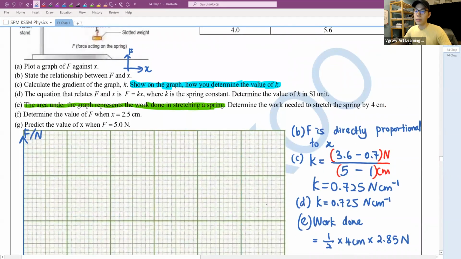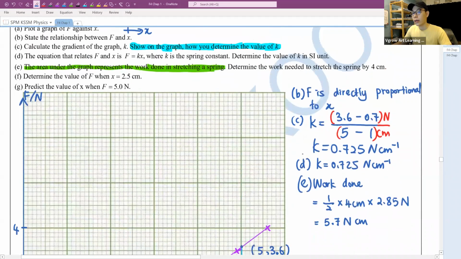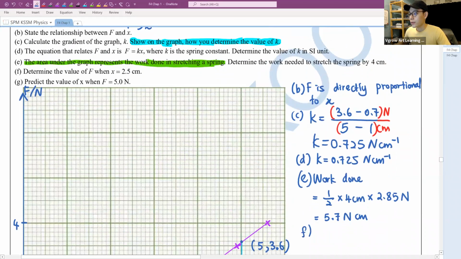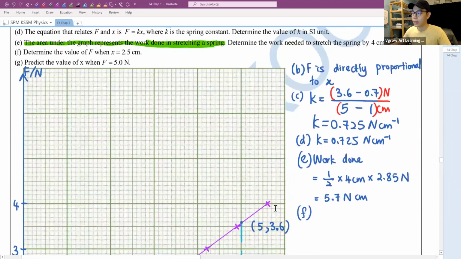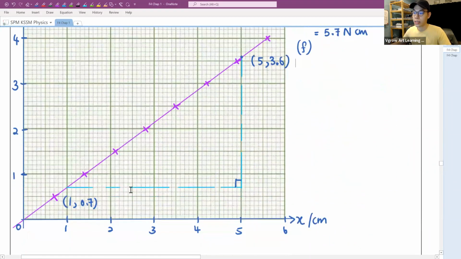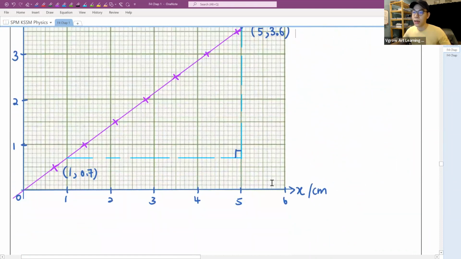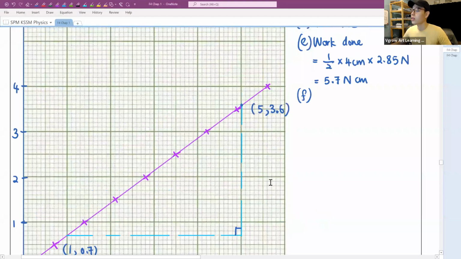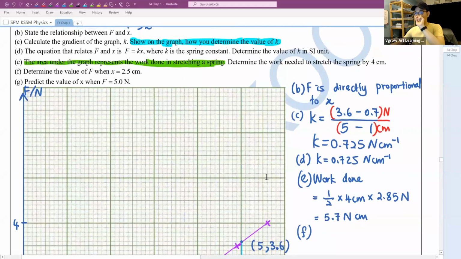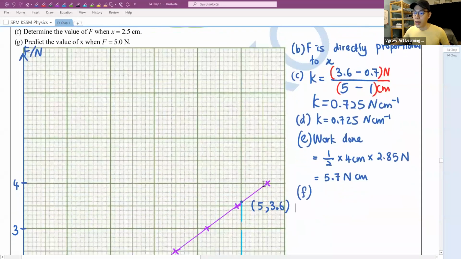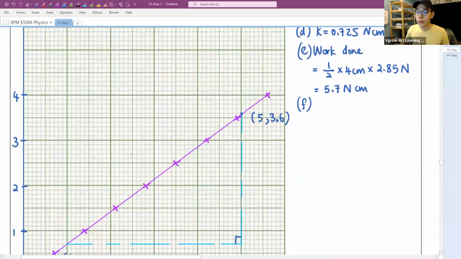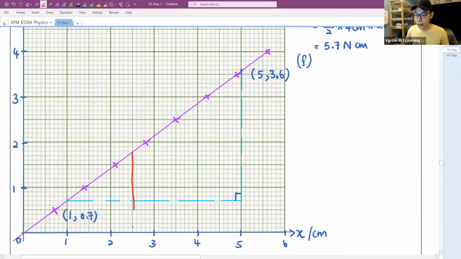Part F, determine the value of F when X is 2.5 cm. Okay, for F, if I have a value of X is 2.5, I go to the X axis there, the X cm there. Okay, we just have to do interpolation, right? This one is called interpolation. Okay, when it's 2.5, here, my value is right here.